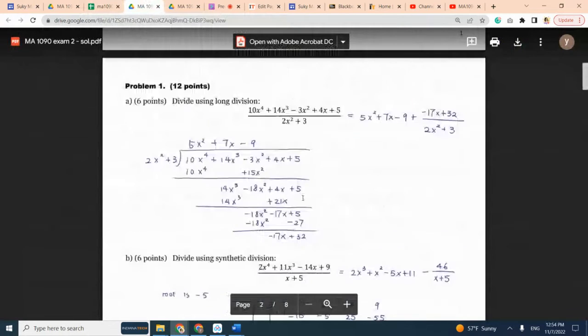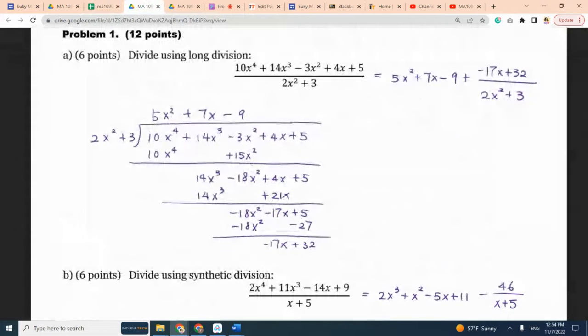All right, let's look at the solution. The first problem: divide using long division. So we put the dividend here, put the divisor here, and then we ask what number times 2x squared gets 10x to the fourth. So we get 5x squared. 5x squared times x squared is 10x to the fourth. 5x squared times 3 is 15x squared. And then we use the first line, subtract the second line.